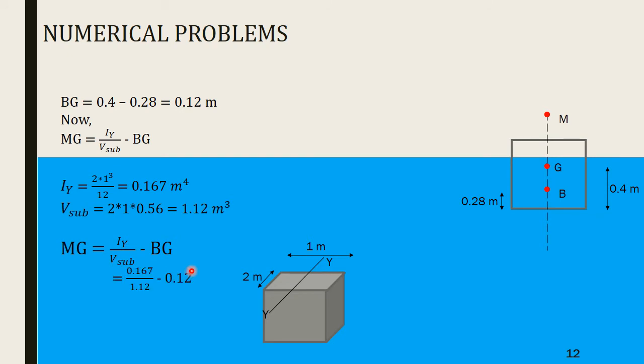And if you substitute the values that you have obtained, we will obtain the metacentric height to be equal to 0.029 meter or 2.9 centimeter.